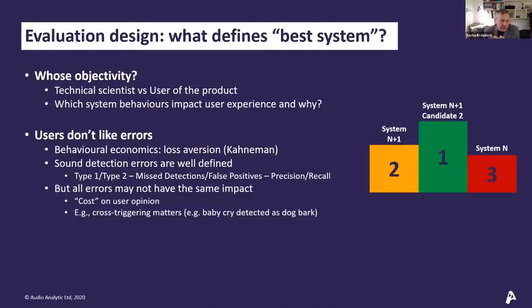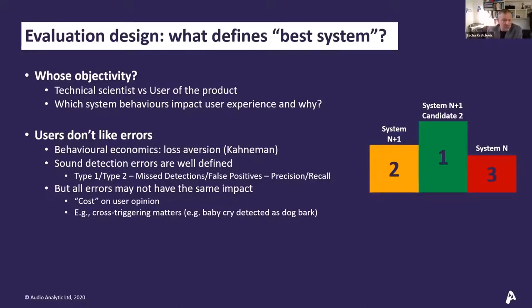And that is related with our evolution as a species. I mean, we are more fearful of danger than we are excited by happiness. So that's loss aversion. Now, fortunately for sound detection, the errors of sound detection are fairly well defined.